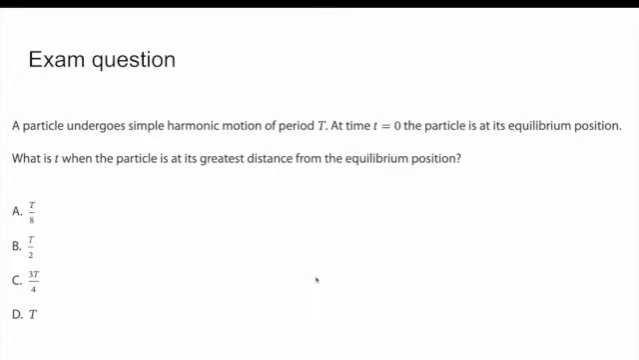So let's try solving an exam question on this. A particle undergoes simple harmonic motion of period t. At time t equals 0, it's at equilibrium position. When is the particle at its greatest distance from the equilibrium position? I'll give you a moment to try that out.